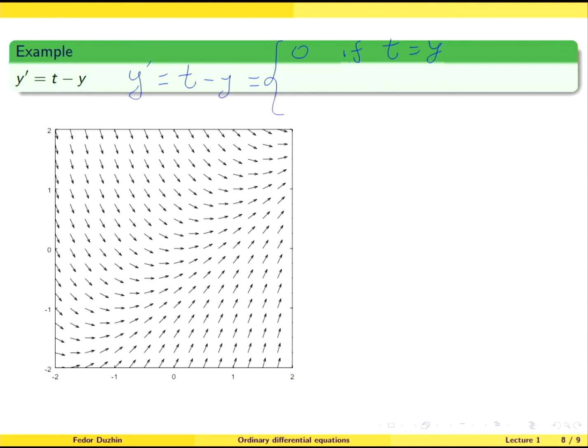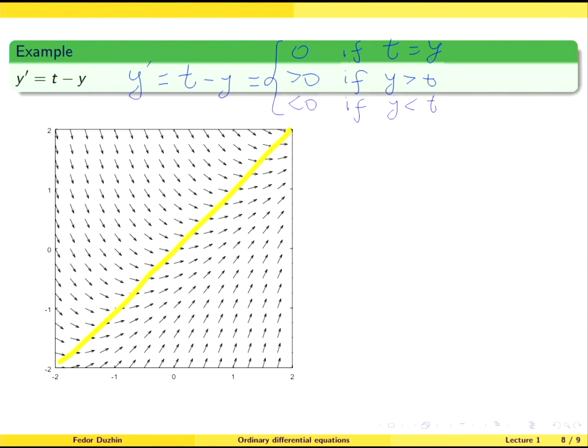Which we can see here. So the line y equals t is this one, and along this line, you see that all vectors are exactly horizontal. At the same time, the right-hand side is, of course, positive if y is bigger than t, and negative if y is less than t.